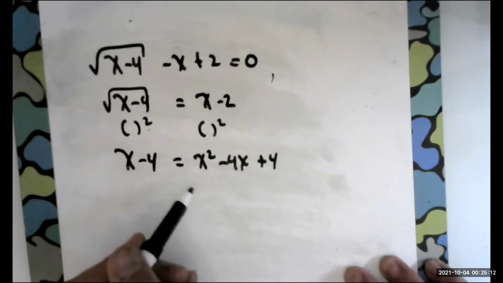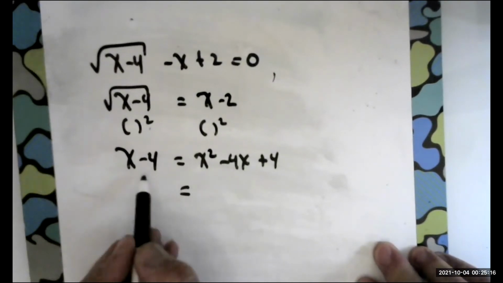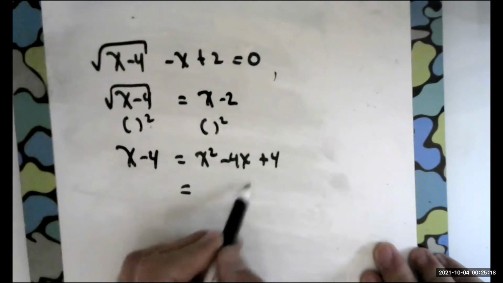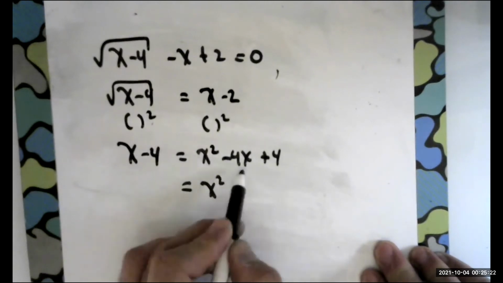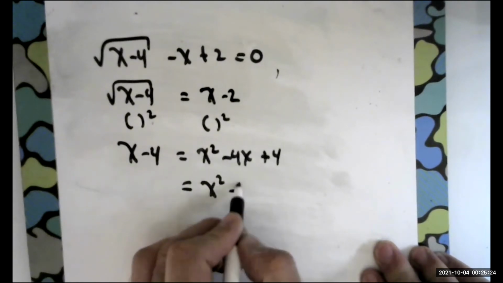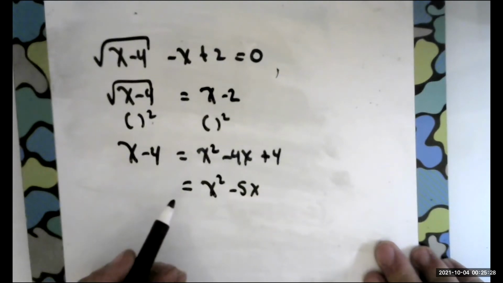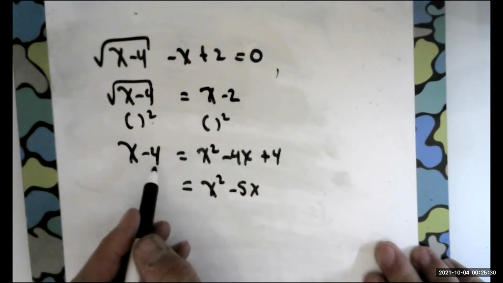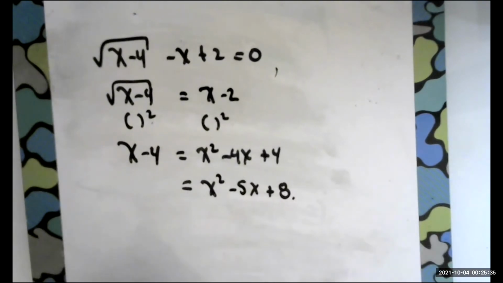Okay, once again, we got a quadratic equation. We should always set it equal to 0. Therefore, I must subtract 1x, add 4. So x squared minus 4x minus 1x, that is minus 5x. 4 plus 4 will be 8.